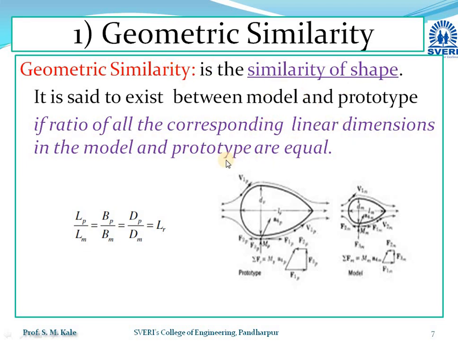That means the ratio of all the corresponding linear dimensions, such as length, diameter, width, area, volume, should be in the same ratio in the case of model and prototype. Then the second type is called kinematic similarity. So kinematic similarity is called similarity of motion.